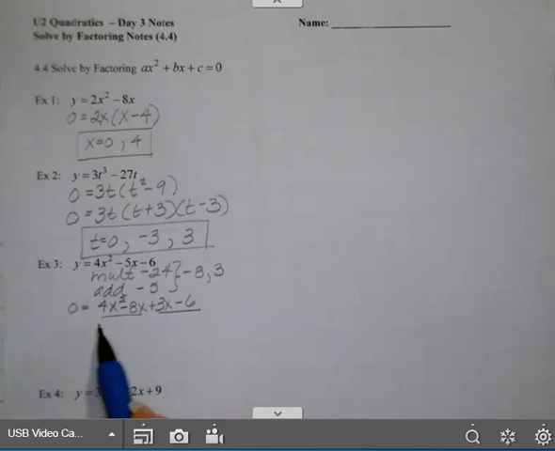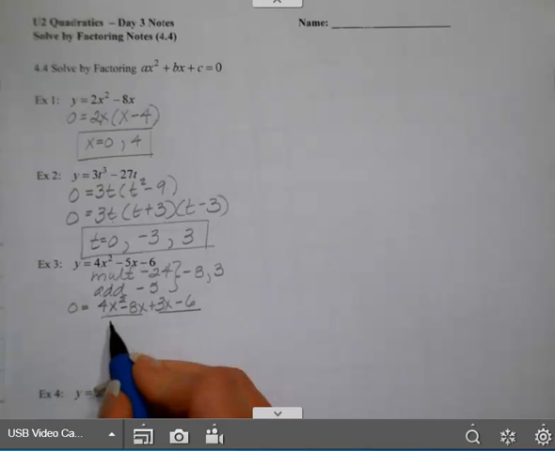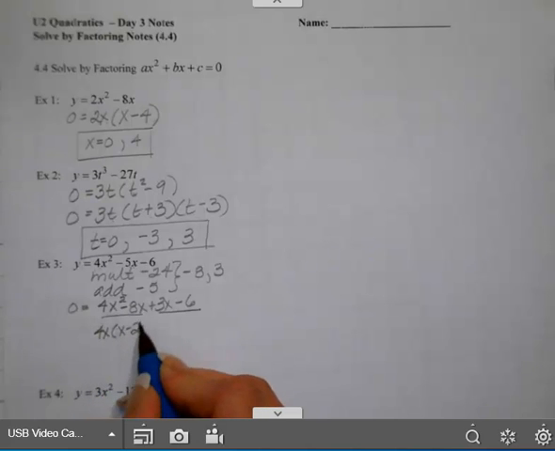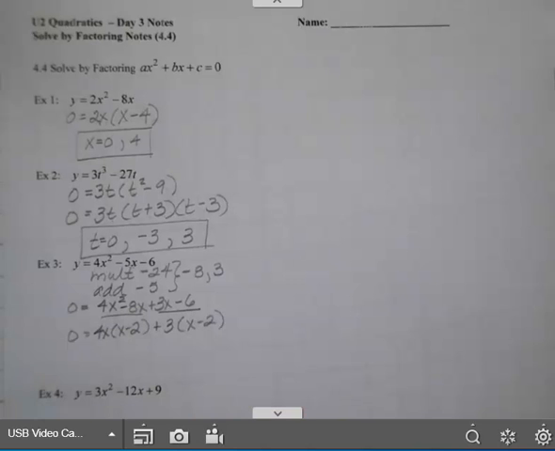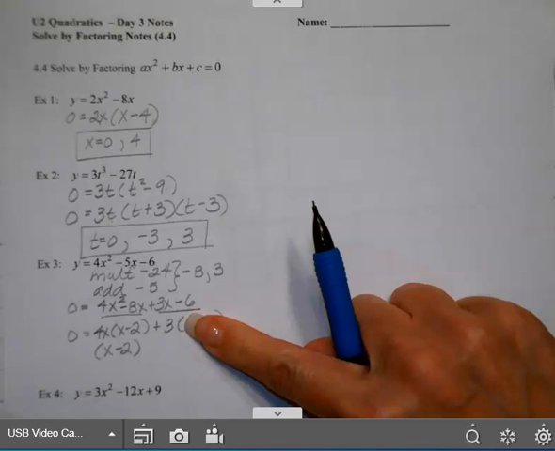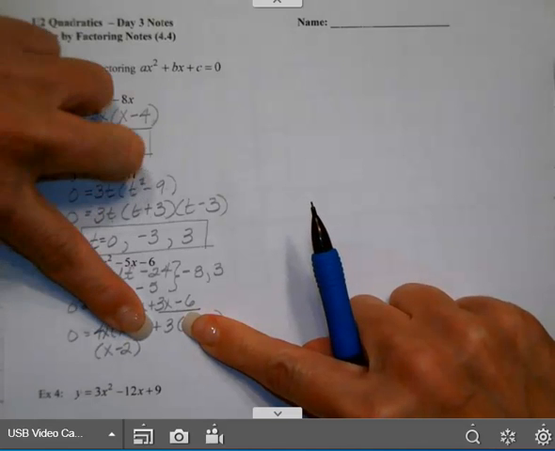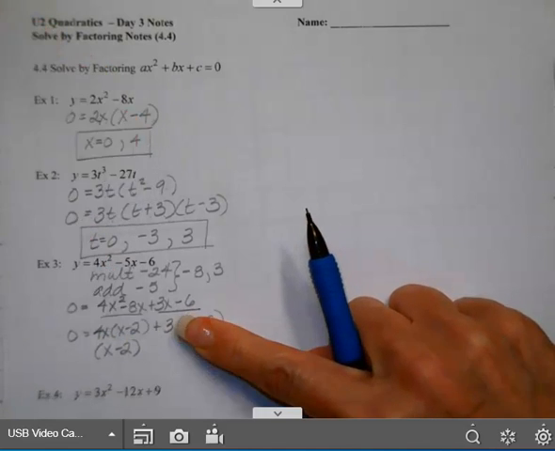I'm going to go ahead and factor what they have in common. So you make 2 separate groups. This first group has a 4x in common, and I'm left with x minus 2. The second group has a 3 in common, and I'm left with x minus 2. And now each of these groups have an x minus 2 in common. And when I take the x minus 2's away, I'm left with a 4x and a plus 3.